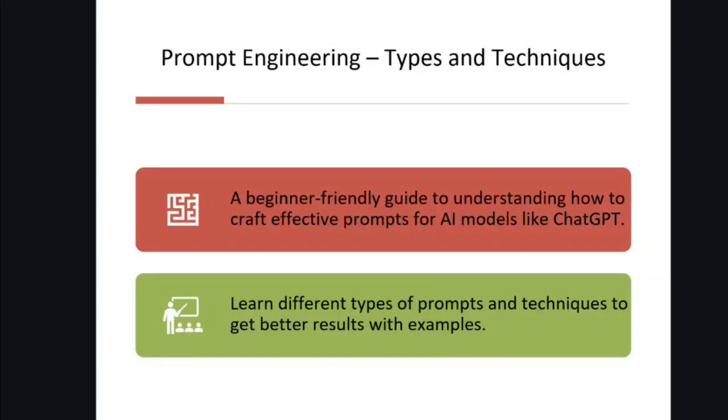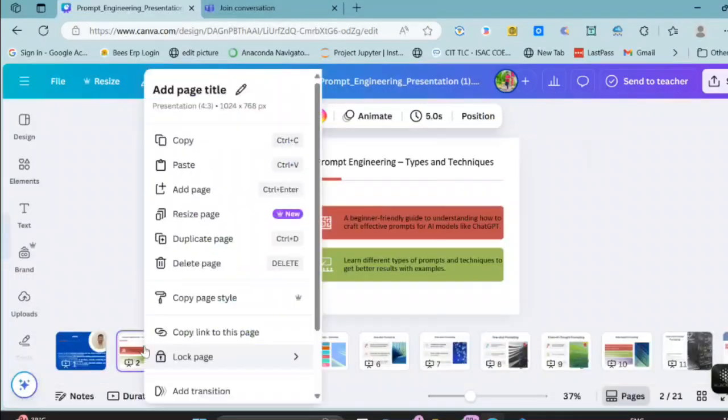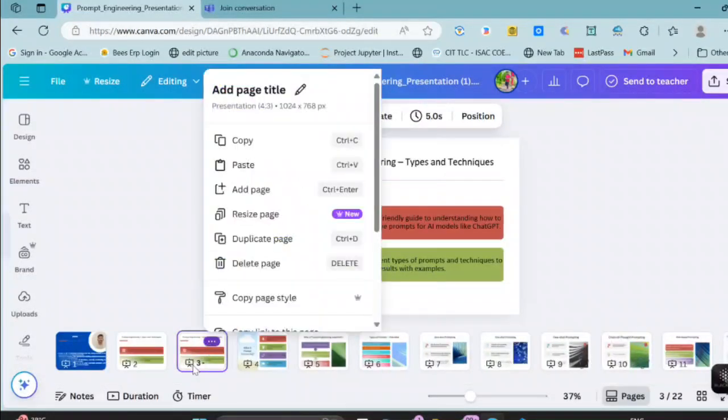So what is prompt engineering? Simply we can say, giving some instructions to the LLM to get a desired output. Giving some instructions to the LLM to get a desired output. Yes or no? Respond in chat box.